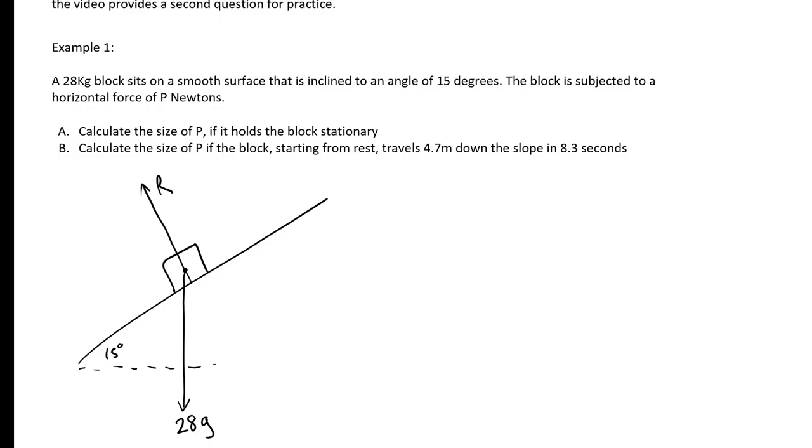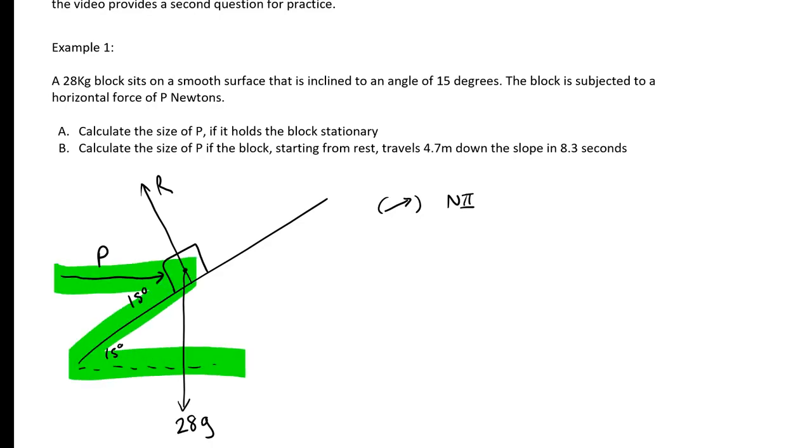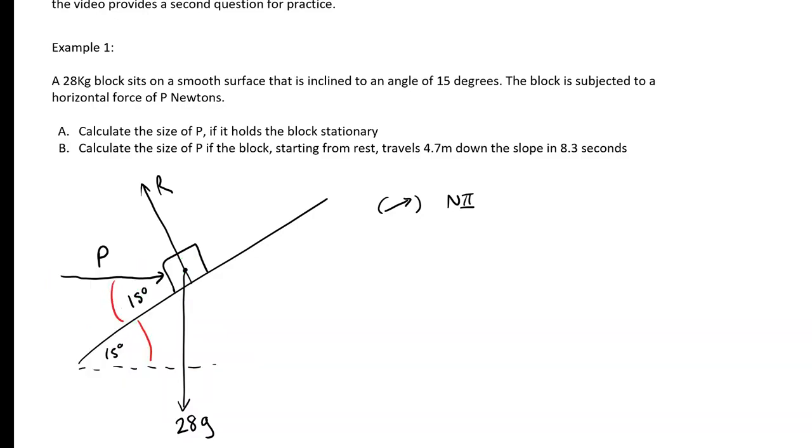Calculate the size of P if it holds the block stationary. So if it's holding the block stationary and it's horizontal, it's got to be pushing to the right. That's P. We've got that. As it's holding it stationary, we don't need to put the acceleration arrow onto the picture, and we can go straight into resolving forces. So we resolve forces up the slope. I'll apply Newton's second law in that direction. We need one other angle, that's 15 degrees. We can tell that because we've got a Z angle case here. So these two angles have got to be equal to each other.